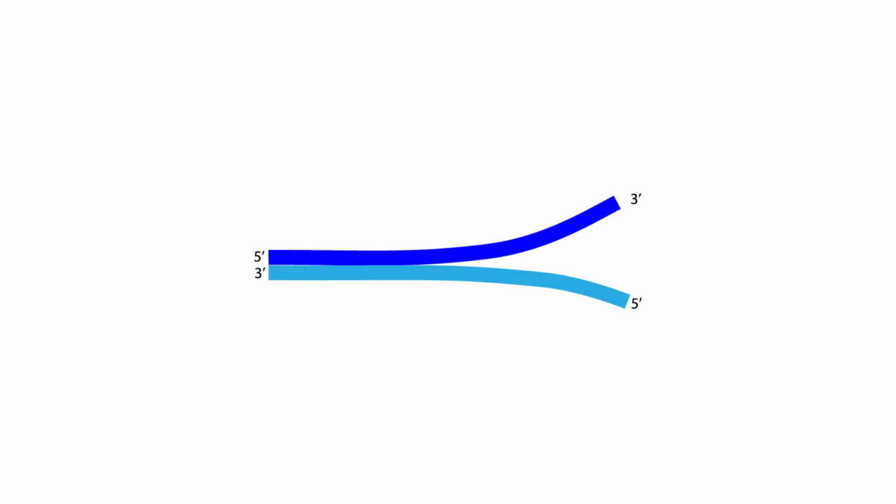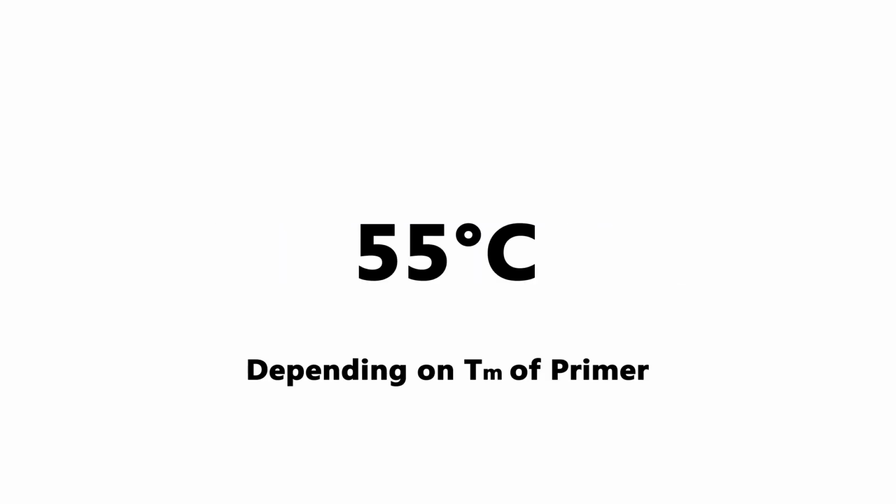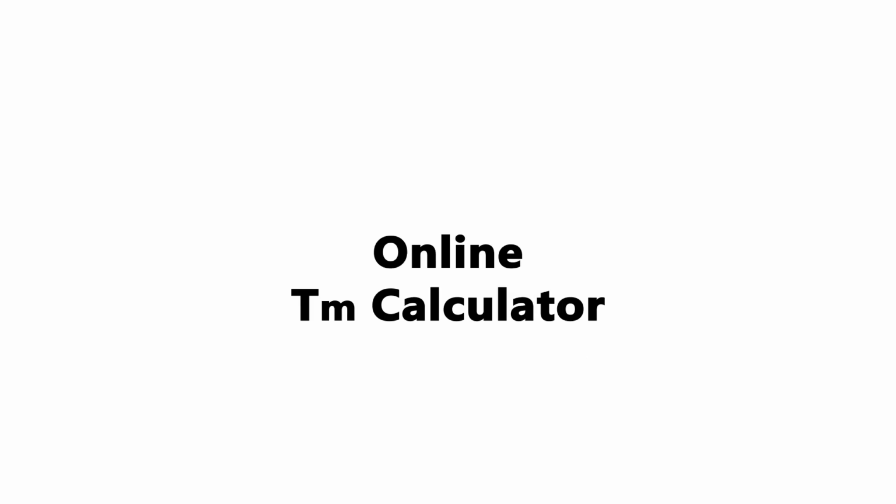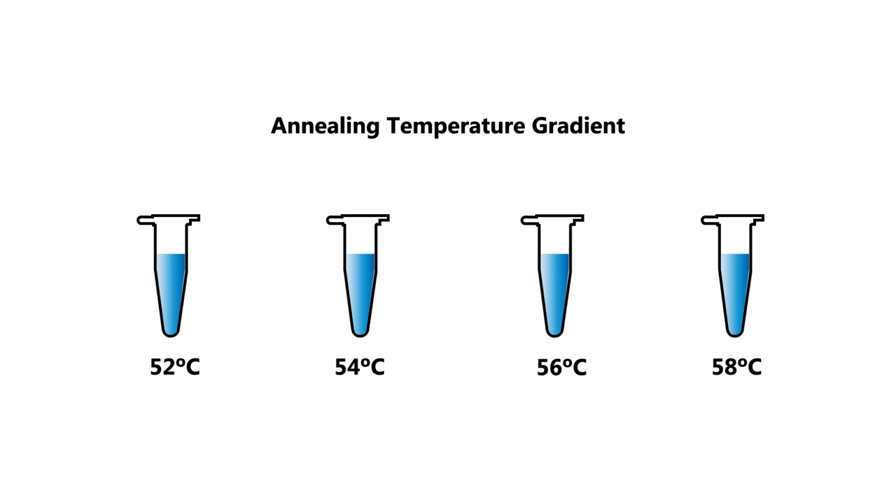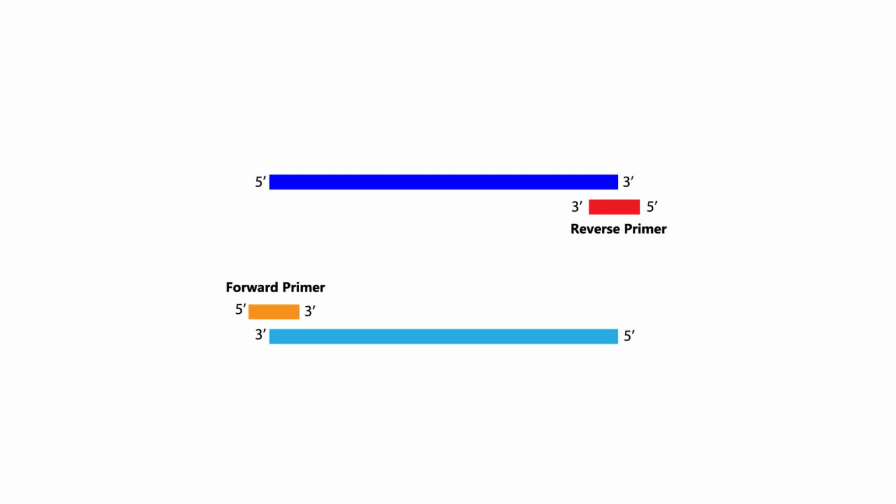The second stage is denaturation. It occurs at high temperature to break the hydrogen bonds holding the two strands together. This forms two single-stranded DNA. The third stage is the annealing of primers. It occurs at a temperature depending on the melting temperature of the primers used. It can be determined using an online calculator or by performing a temperature gradient test to determine the optimal annealing temperature. In the annealing stage, forward and reverse primers will bind to their complementary sequence on the DNA strand.